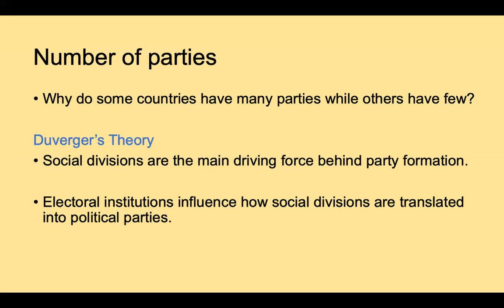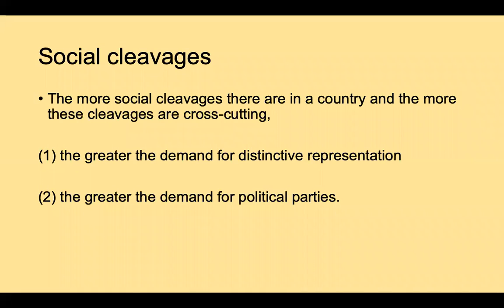The question is, why do some countries have many parties while others have few? And the theory goes like this. Social divisions are the main driving force behind party formation. This relates to those distinctions between Northern and Southern French speakers and Northern and Southern Dutch speakers. But electoral institutions influence how those social divisions are translated into parties. And so whether or not those social divisions become important depends on the way that institutions are set up and how they translate divisions into parties.